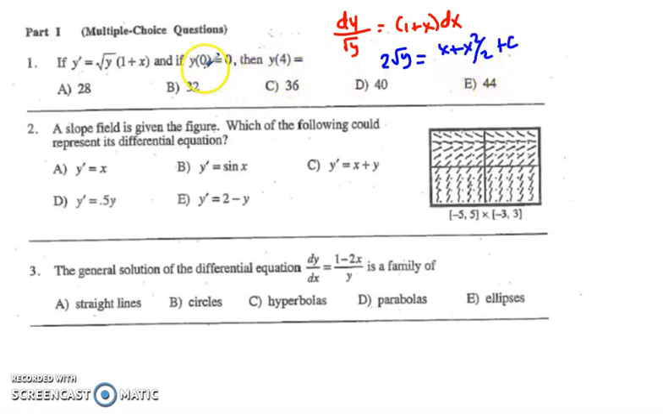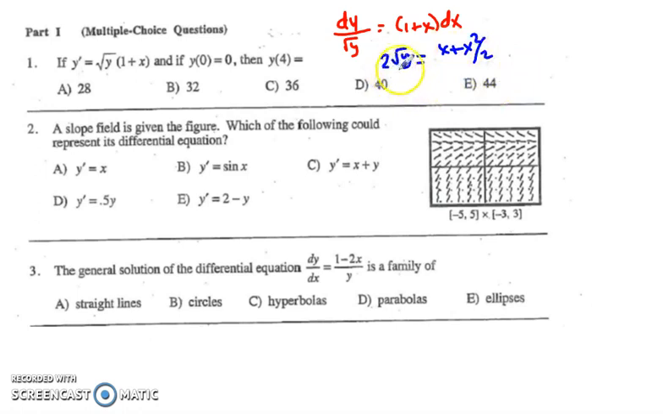And they say, okay, if y of 0 equals 0, then what's y of 4? Well, if y of 0 equals 0, that means if I plug in x equals 0 and y equals 0, I can find out that c is 0. I'm just going to erase that c, it doesn't make a difference anymore. And now I need to know what y of 4 is. So I am going to plug in x equals 4.